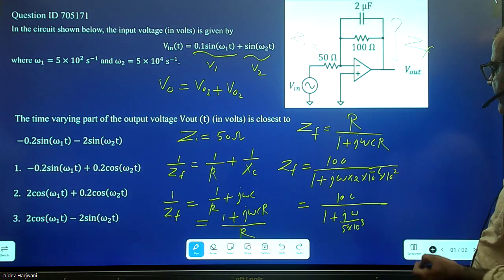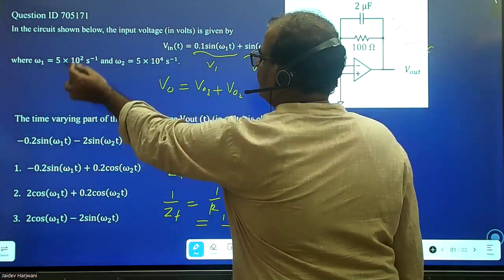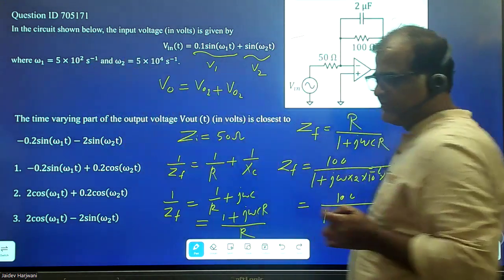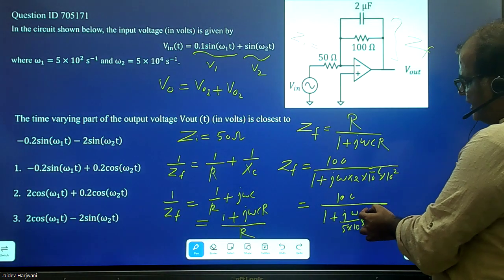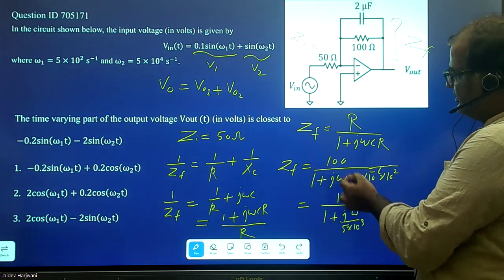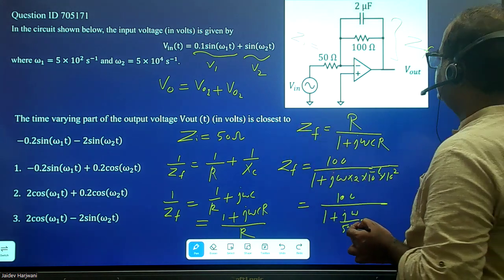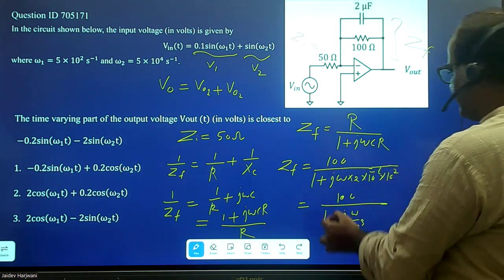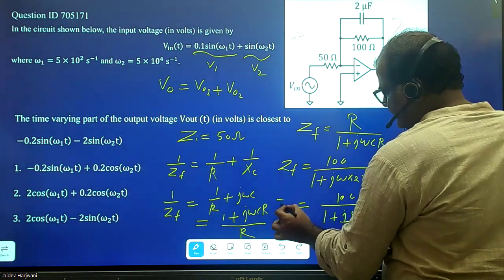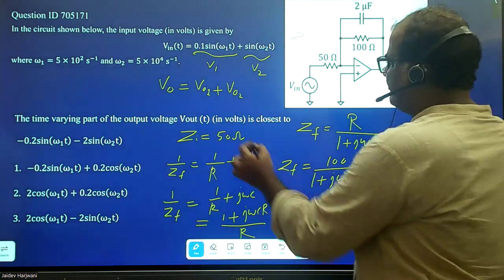Now why am I writing 5 into 10 raised to power 3? Because my input frequencies are 5 into 10 raised to power 2 and 5 into 10 raised to power 4. Clearly, if I put omega equal to infinity, this term will become 0. So this is an example of a low pass circuit. Now I have the expression for ZF.